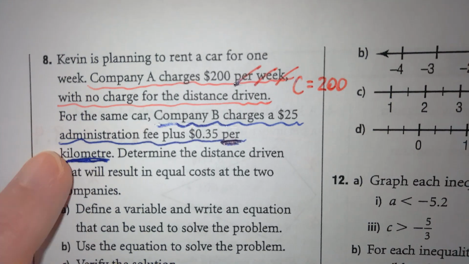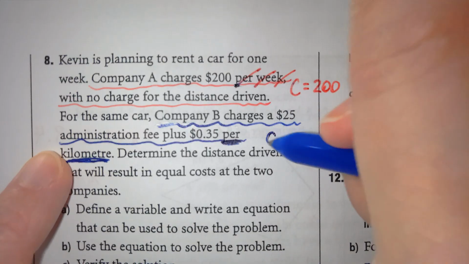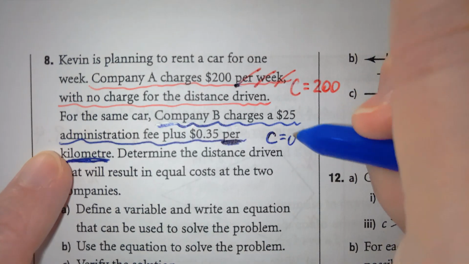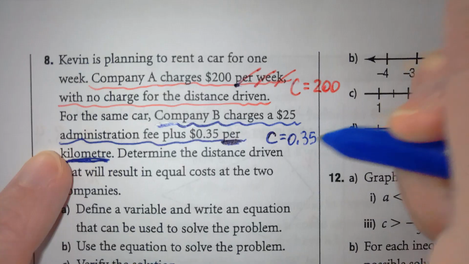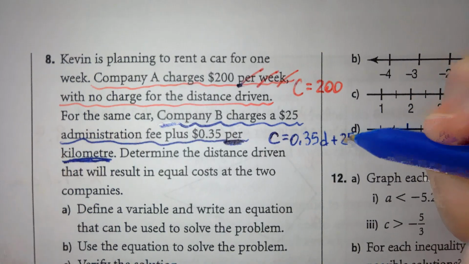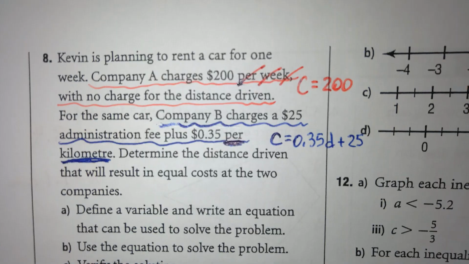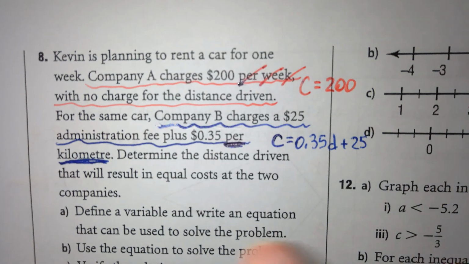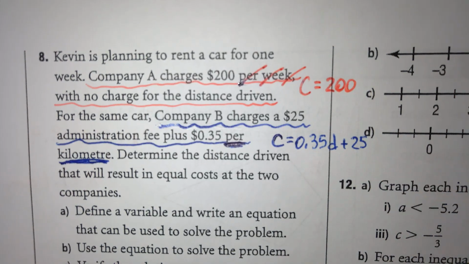And then for company B, it would then be C equals 0.35D for distance plus the $25 starting. Okay, and then so when do they equal? Set them equal to each other and solve for D.